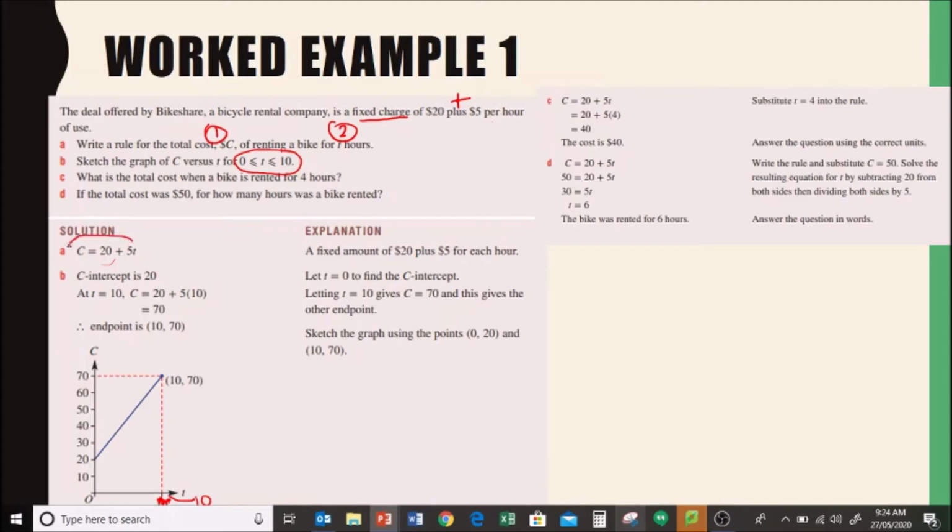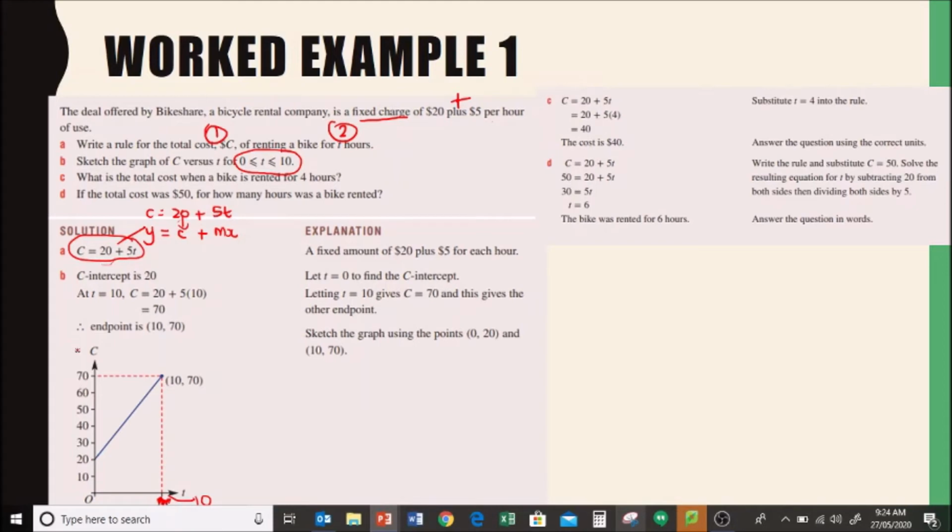Because if you look at that formula, it looks like c equals 20 plus 5t, which is the same format as y equals mx plus c. Do we see that? And c we know is the y-intercept. Most of the time we write mx first, but this question is trying to confuse you. So if the y-intercept is 20, you need to start your line at 20.